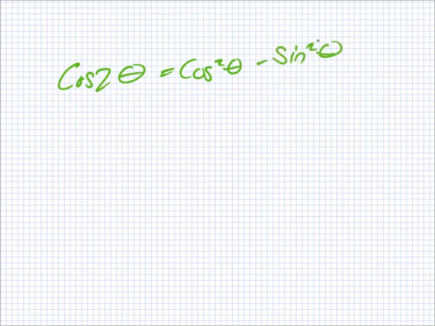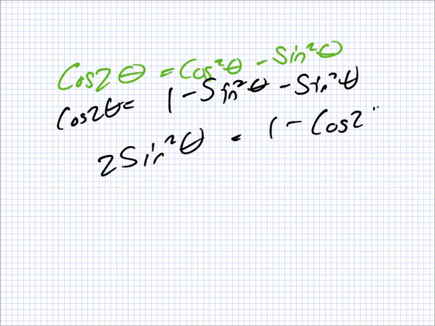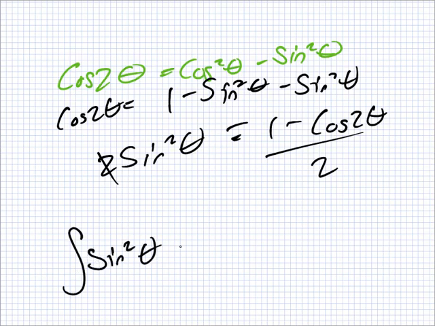Right. We want to get a formula for sine squared. Cos 2 theta, we want sine. Alright, so we can say cos 2 theta equals 1 minus sine squared theta minus sine squared theta. So you have 2 sine squared theta equals 1 minus cos 2 theta. Done.